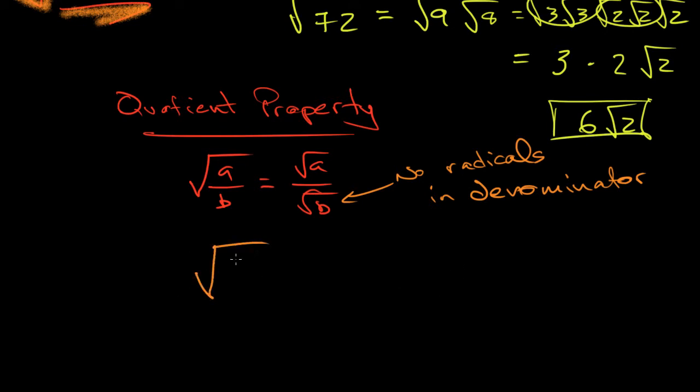Let's think of the square root of 1/2. Well, if I use the quotient property, that'd be equal to the square root of 1 over the square root of 2. Since I know the square root of 1 is 1, I'm just going to put 1 and keep the square root of 2 on the bottom. But I run into trouble because I'm not allowed to have a radical in the denominator.